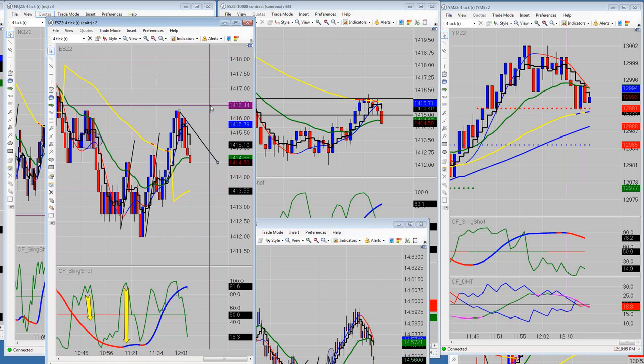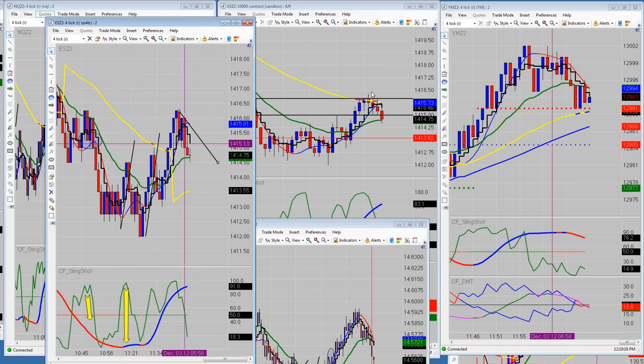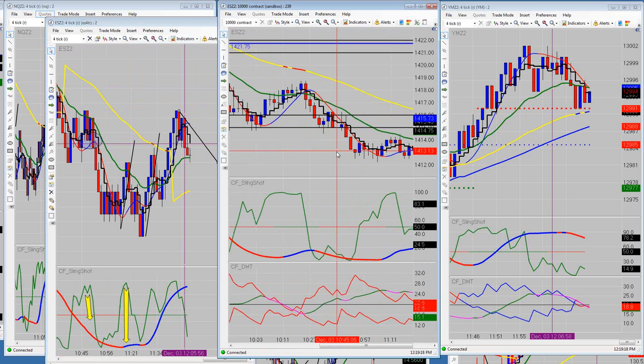I was not real eager to trade the ES this morning. As a matter of fact, I wasn't really eager to trade any of the indexes this morning, the stock indexes, because the ES was in and around a weekly trading zone all morning.